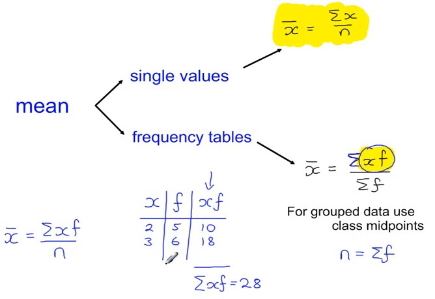So from this column here, if I work out the sum of the frequencies, we get 11. And then using the formula, it's telling you to take 28 here and divide it by 11. So 28 divided by 11 will give you the mean of this frequency table.